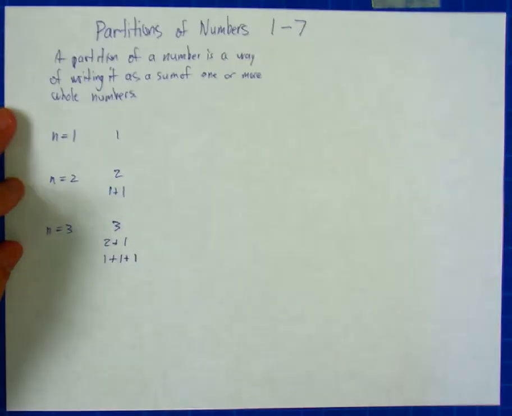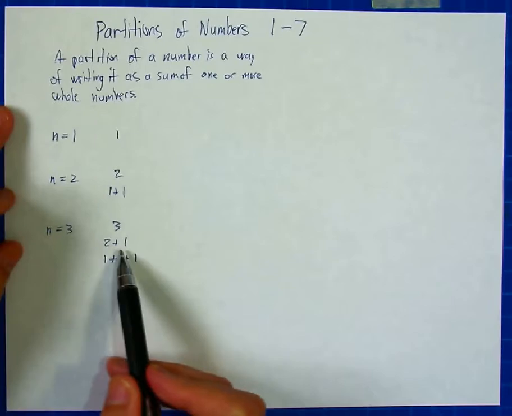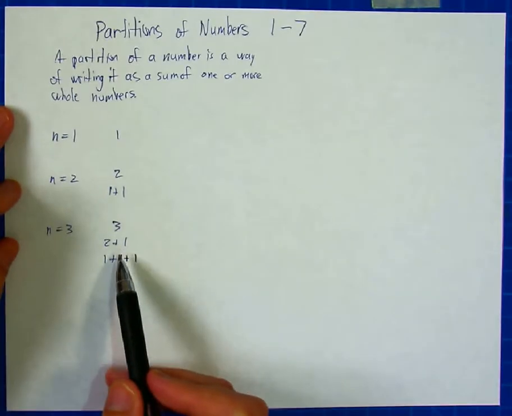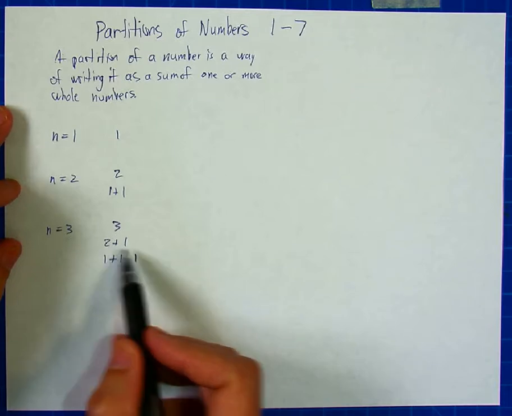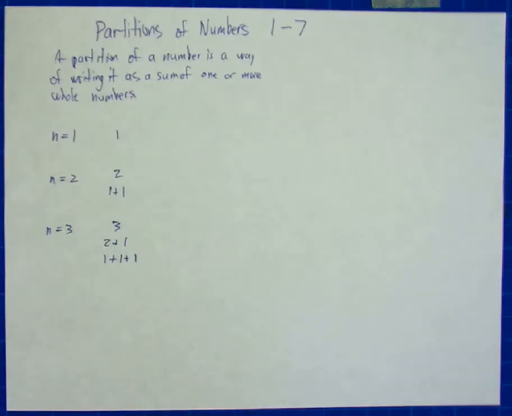Now you might be asking, couldn't you also write that as 1 plus 2? Well, you could, but usually when we talk about partitions of numbers, the order is not important, so 2 plus 1 and 1 plus 2 is the same thing. Just like mathematically, it doesn't matter what order you add in.